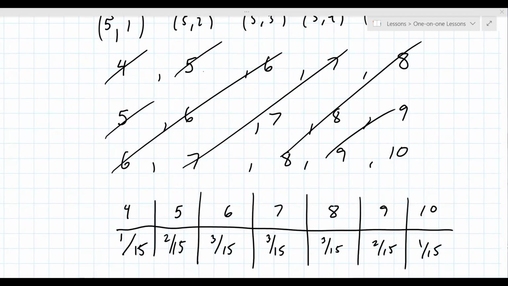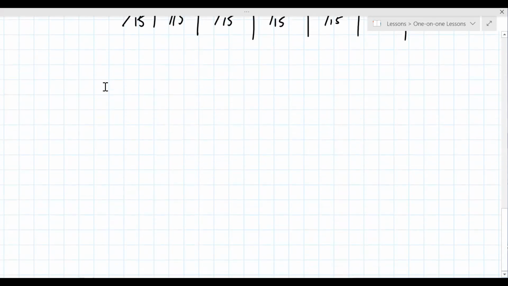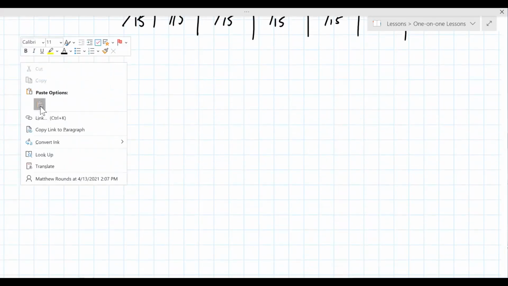How is your understanding currently of this? It's starting to get better. I'm understanding it a little bit better than what I was in the past.